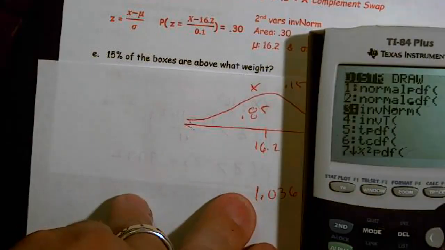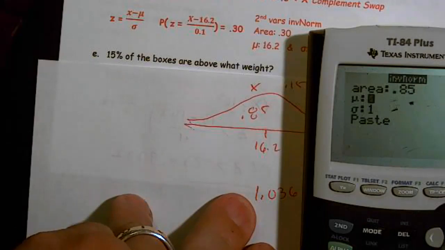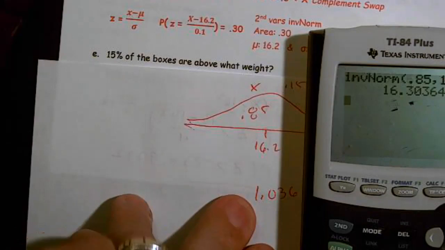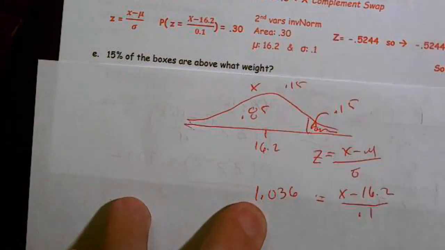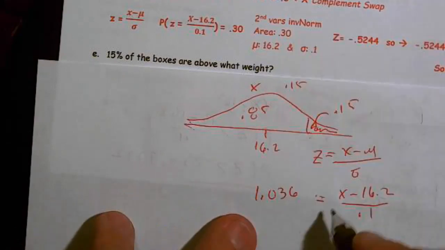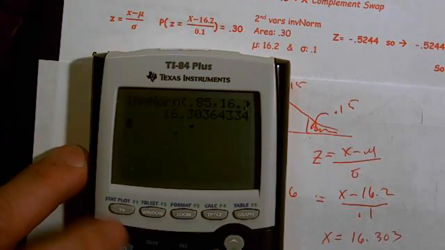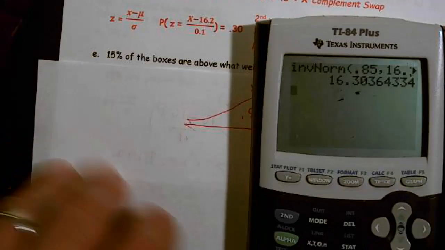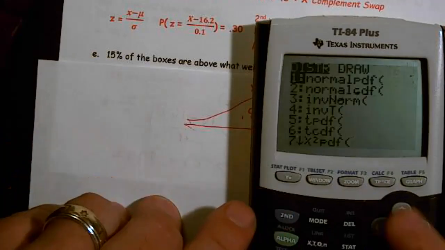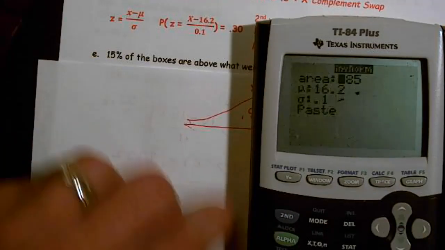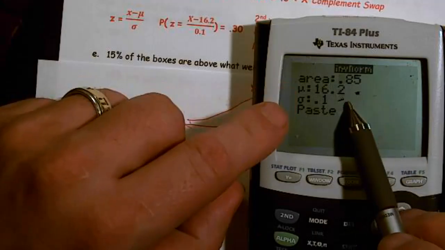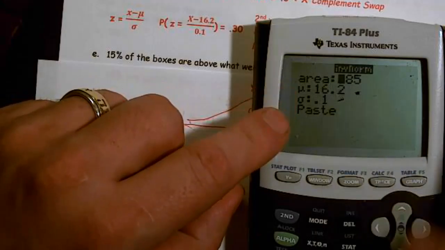Second vars, inverse norm, 16.2, standard deviation 0.1. And we find out that this value right here, this X equals 16.303. Let me go back through that real quickly. Second vars, inverse norm, 0.85, mean is 16.2, standard deviation 0.1.